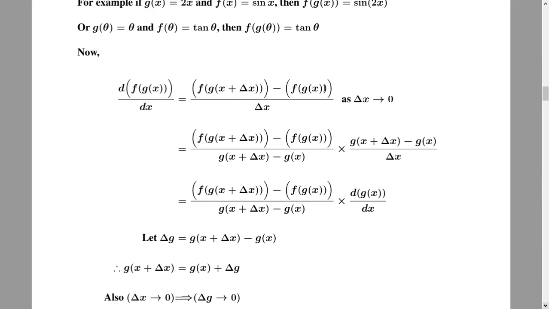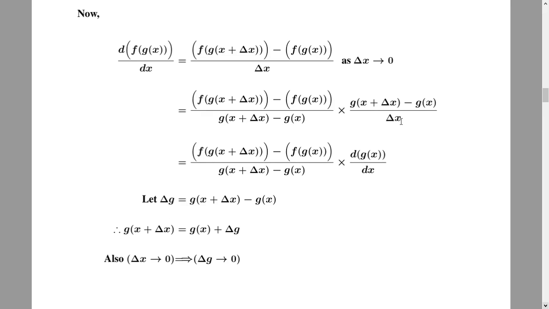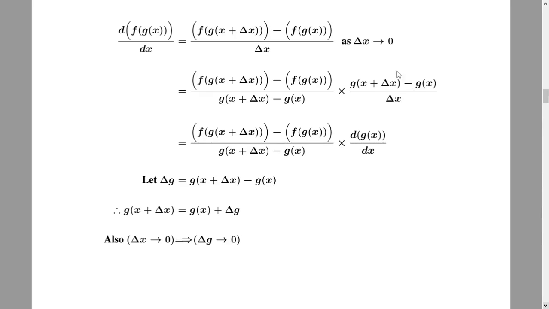Now to this expression you multiply g of x plus delta x minus g of x, and you also divide by the same. So you still retain the same expression. You'll see the reason for this. Now this fraction here is nothing but the definition of d of g of x by dx, right? So we'll just have to worry about this fraction.